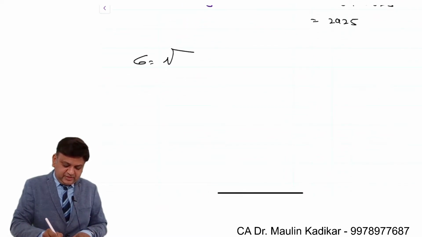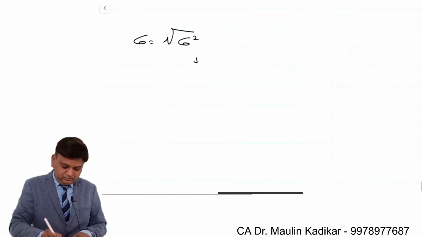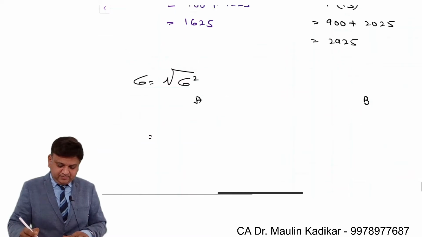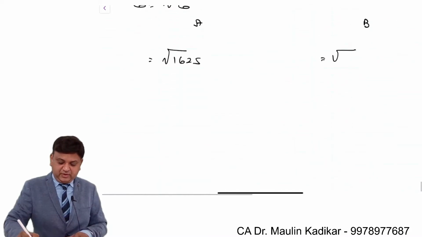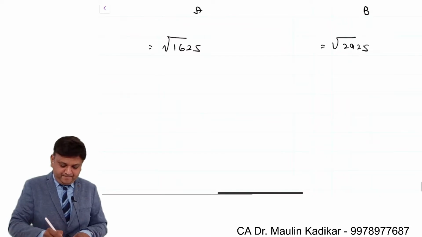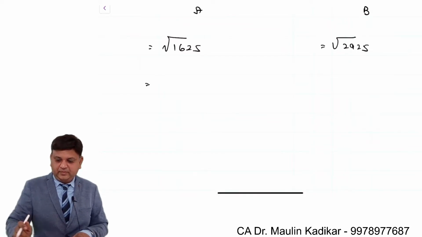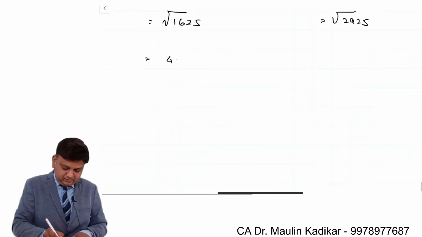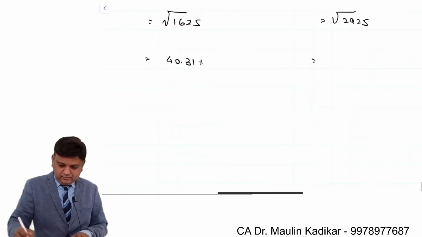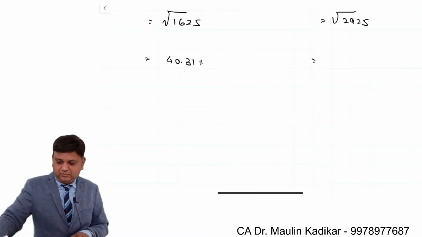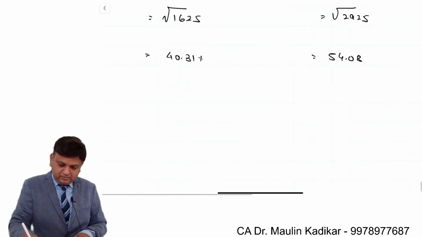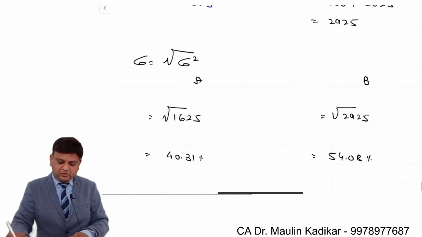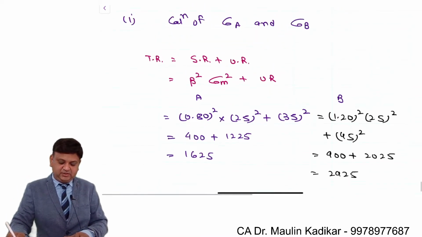Standard deviation is the square root of the variance, for A and B. So it is root of 1625 and over here root of 2925. That is 40.31 and 54.08. That is the way we are required to compute the standard deviation of each security.